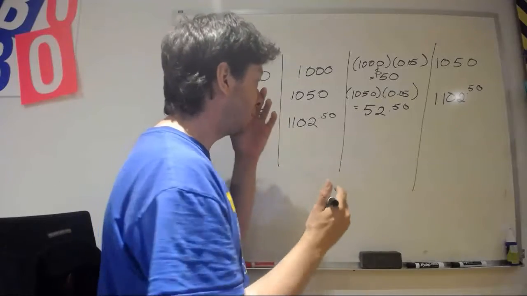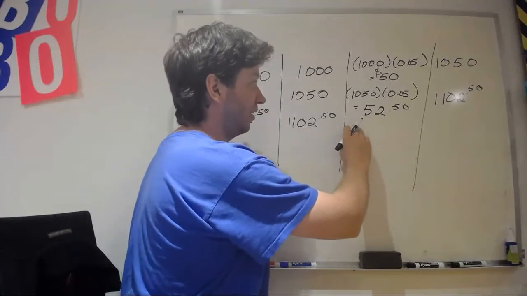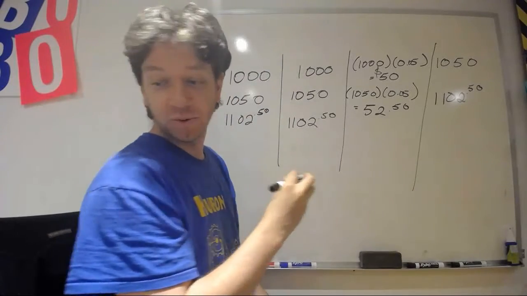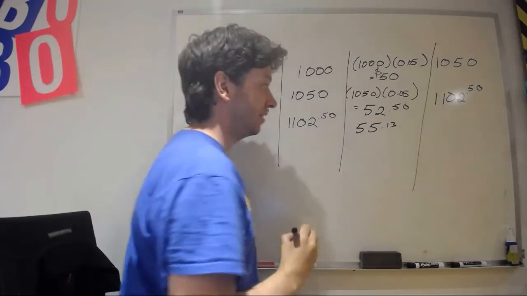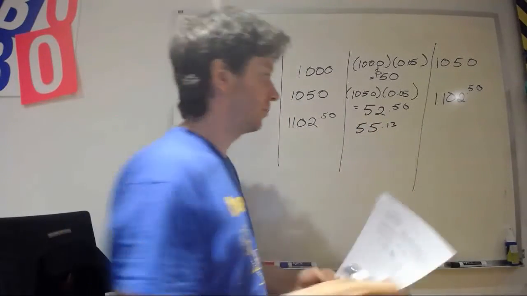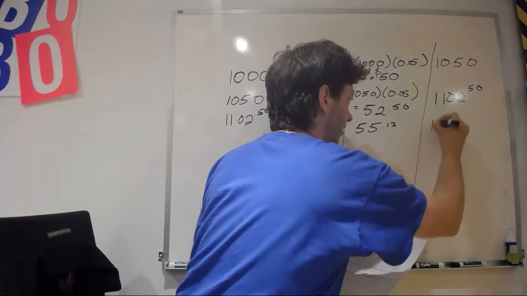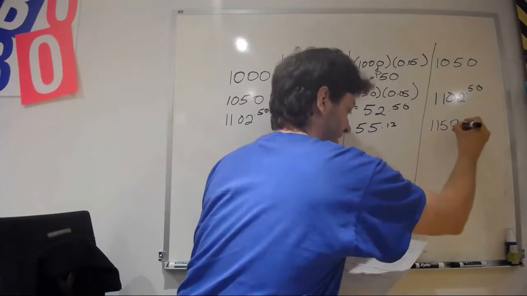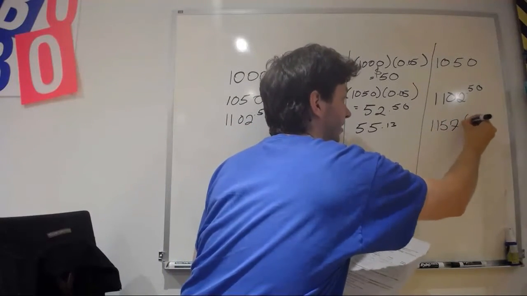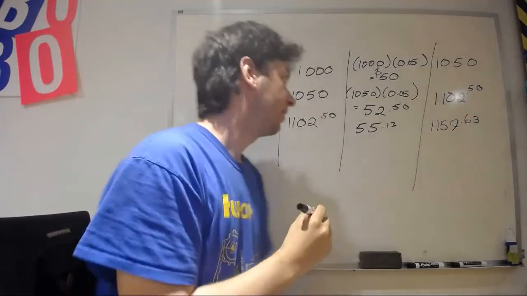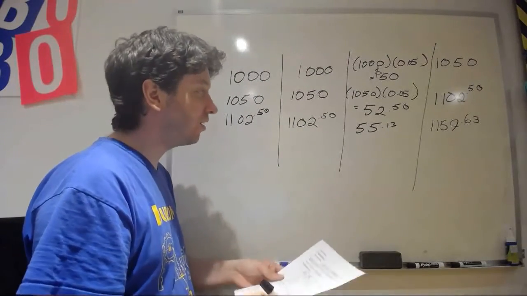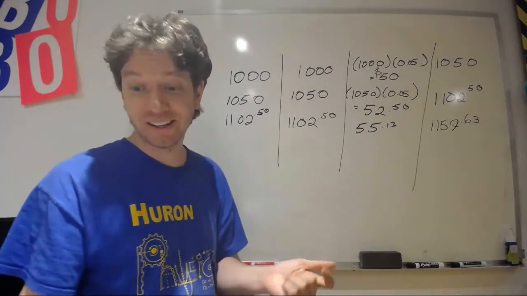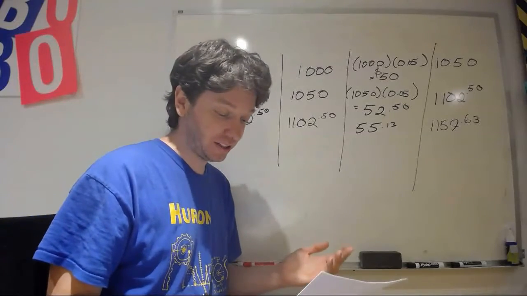Okay, so if we keep going, on our third year, we will make $55.13, and therefore we'll end up with $1,157.63. Yeah, and you can just continue this way. This is all I just wanted to show you today, the main difference between compound and simple interest.